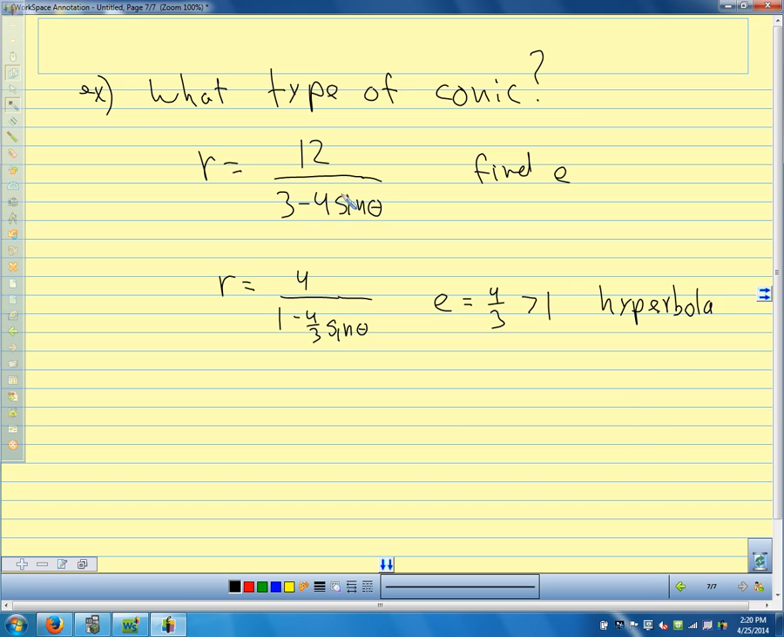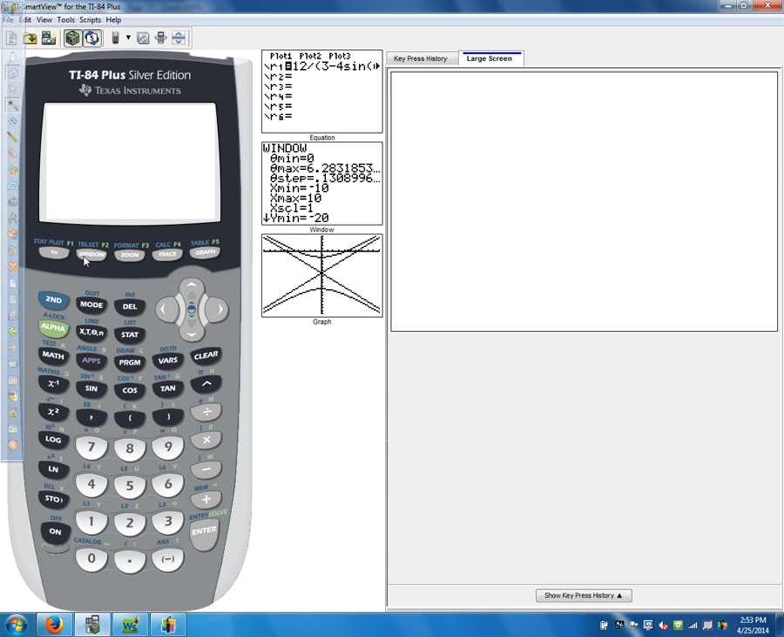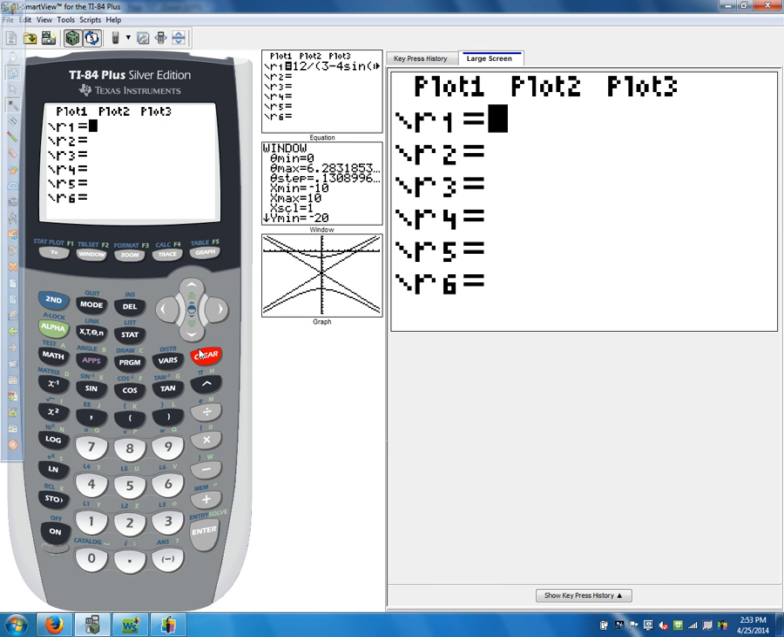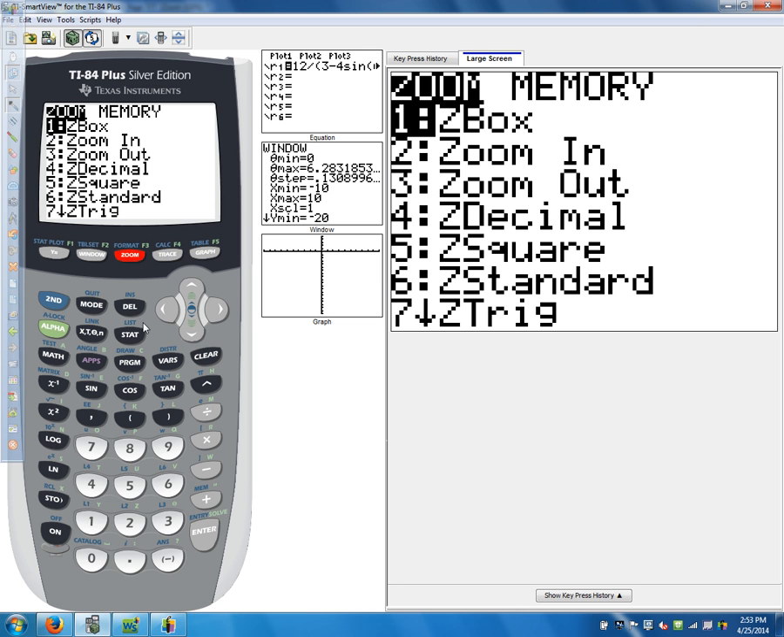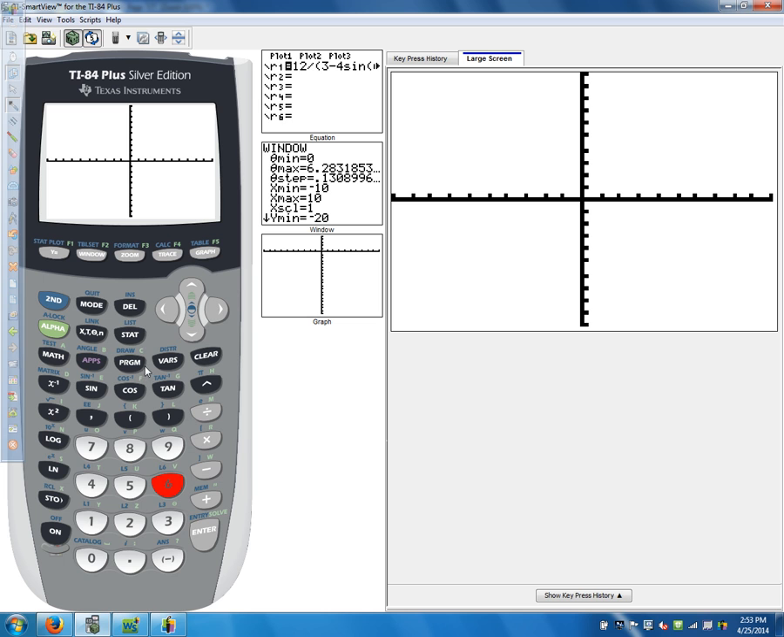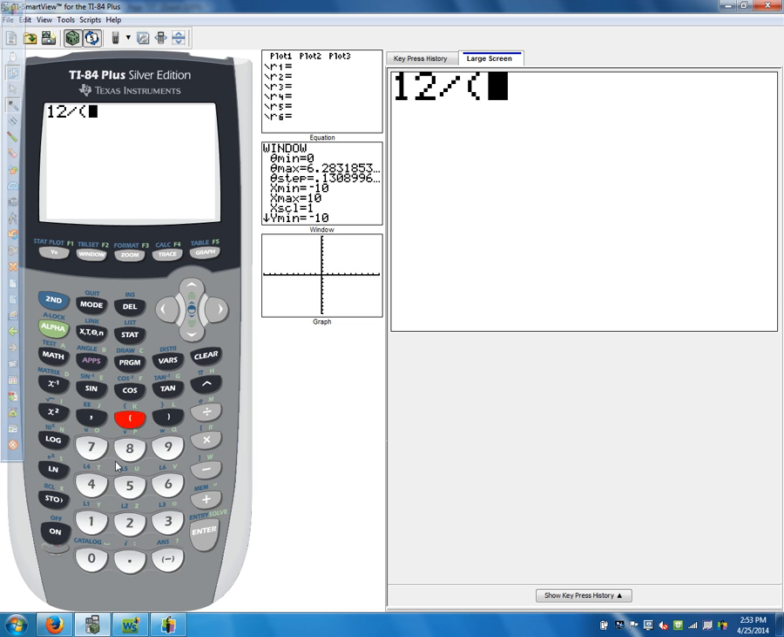And then really quickly I wanted to graph this in the calculator. Polar graphs of conic sections actually turn out kind of nicer than rectangular graphs. So let's graph this. Go to Y equals, clear that out. And I'm going to do zoom 6, zoom standard. So I'm going to graph, what was our equation? 12 divided by 3 minus 4 sine theta. Graph that.